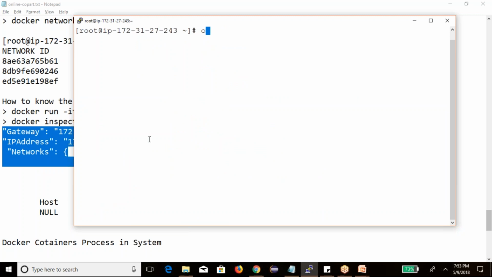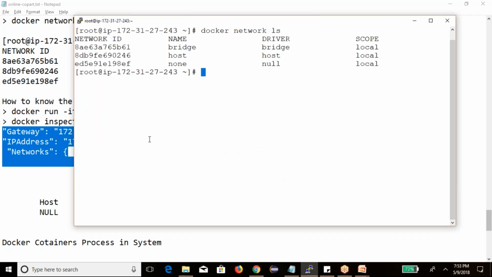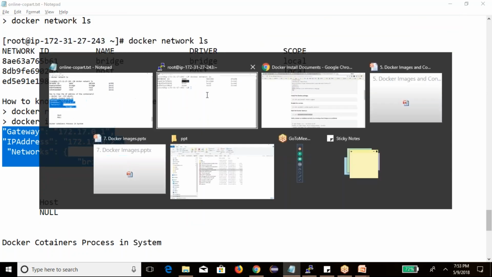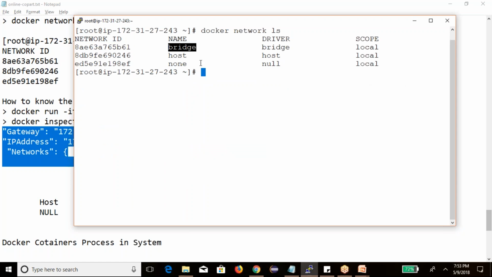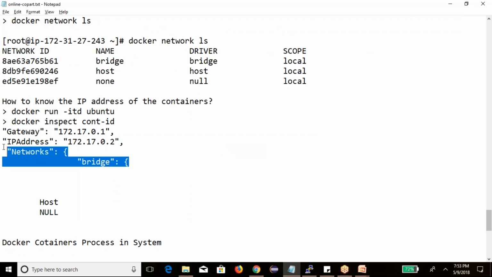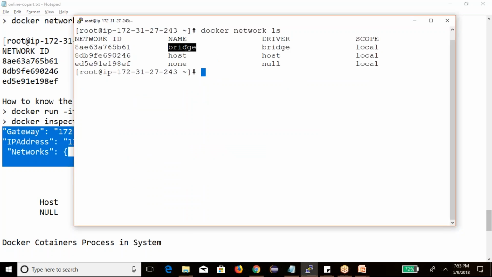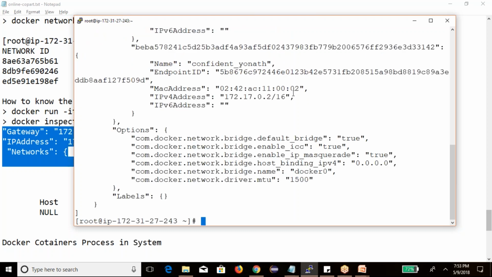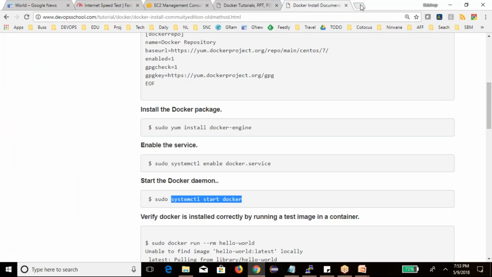Which is your default bridge? The default bridge is the bridge itself. The name of the bridge is bridge itself. So now you have bridge. Now you must be wondering what is the maximum number of containers this bridge can create. That means what is the maximum number of IP addresses this bridge can assign. So this depends on the CIDR range. So let's look at this. Here I inspect. This is the CIDR range which is set for this bridge.